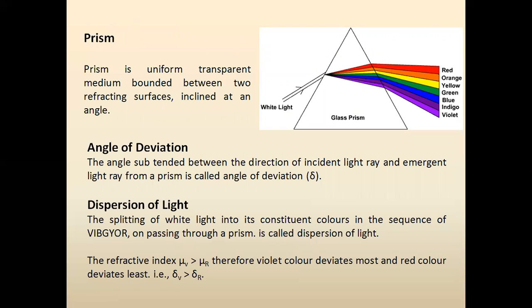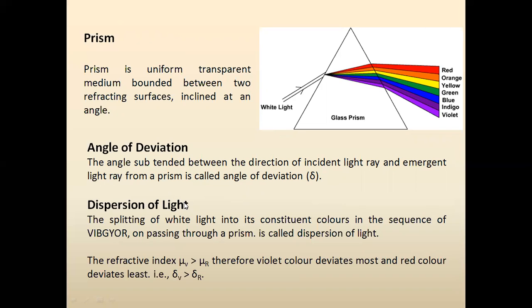Now, what is prism? Prism is a uniform transparent medium bounded between two refracting surfaces inclined at an angle. So what is angle of deviation? The angle subtended between the direction of the incident ray and the emergent light ray from a prism is called the angle of deviation, and it is denoted as delta.